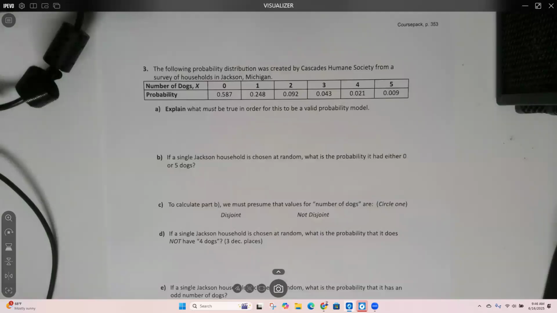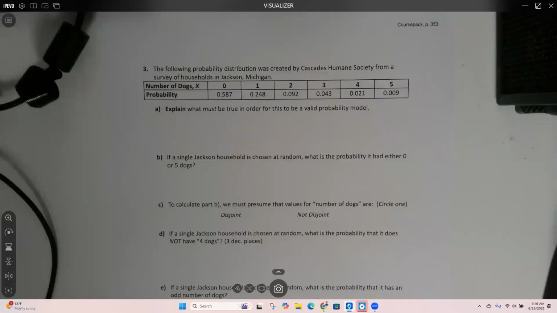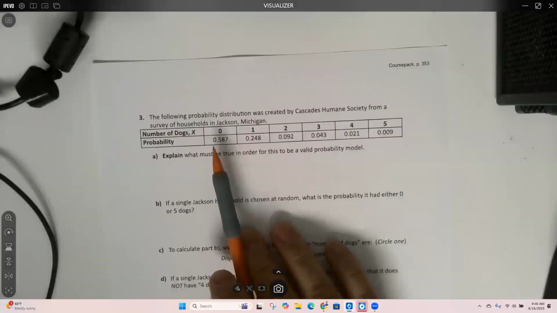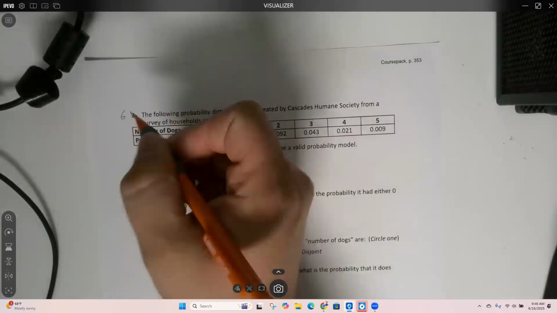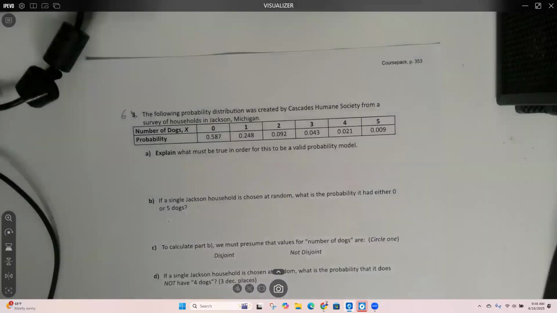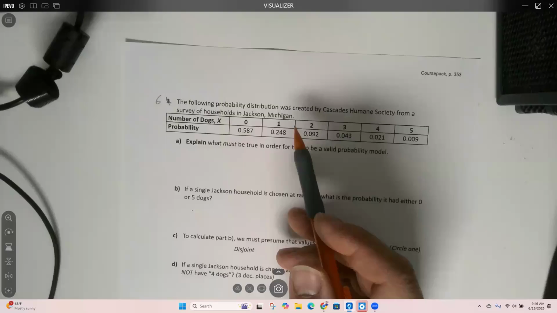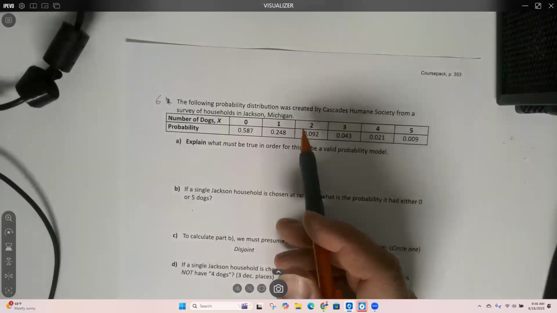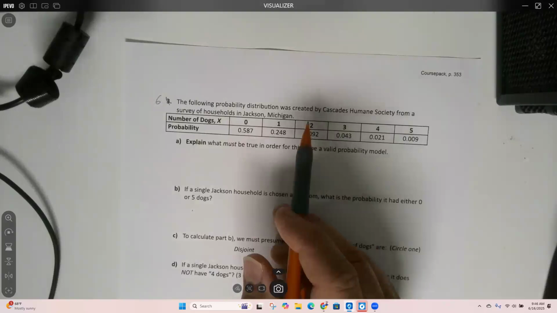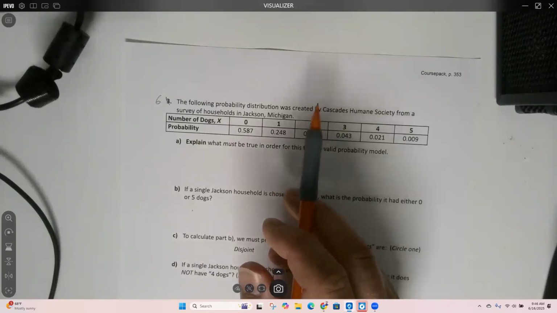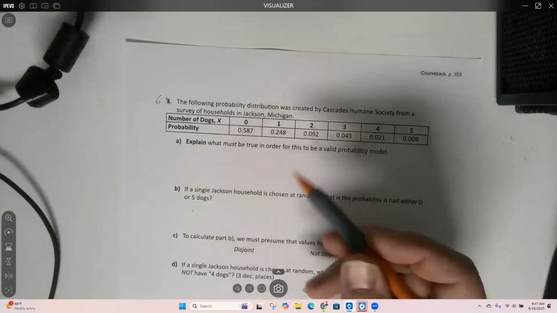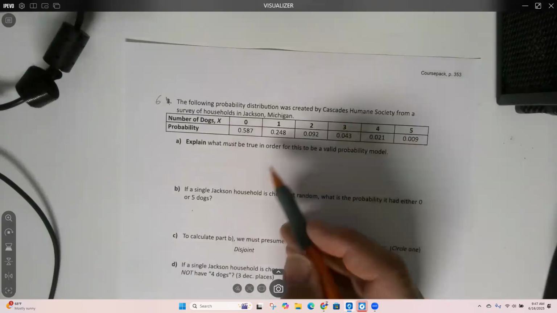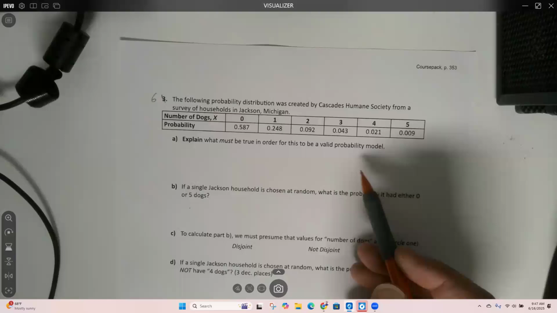So for this one, we have a probability distribution. Oh, actually, this is not a page. This is question number 6. It doesn't matter. A lot of typos on this one. Sorry, guys. The following probability distribution was created by Cascades Human Society. So how many dogs? What's the probability? Explain what must be true in order for this to be a valid probability model.